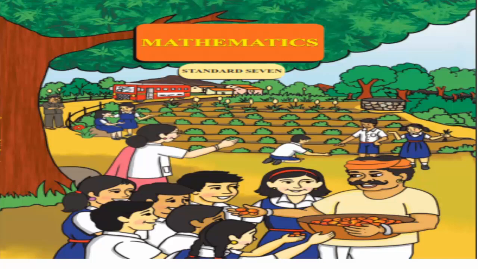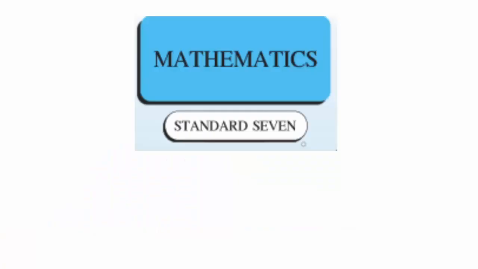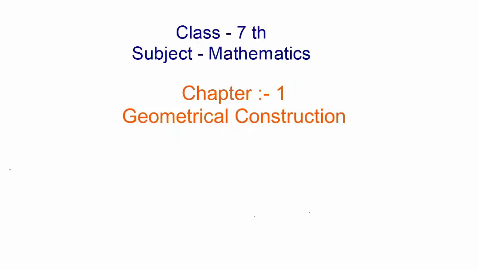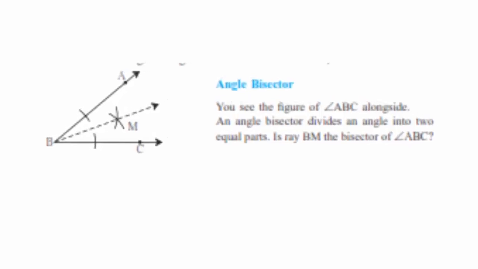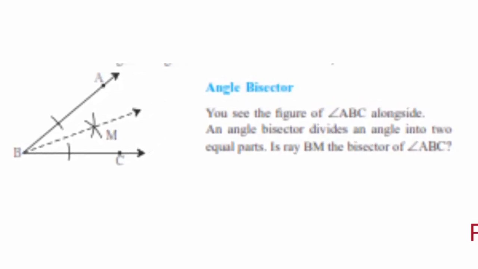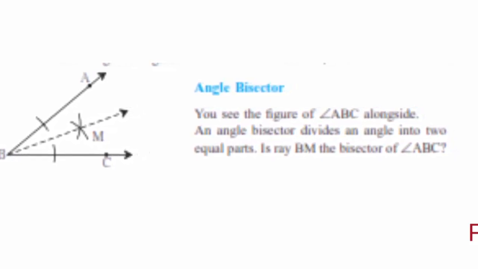Today we discuss Mathematics Standard 7, Chapter number 1, Geometrical Constructions, which is भौमितिक रचना. Last year, we discussed line segment and angle bisector. In the last video, we also saw what is meant by angle bisector.